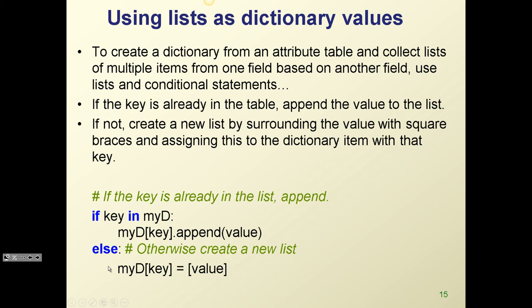If the key is not in the dictionary yet, you're going to create a new list with just one item in it. And if it's already in there, you do the same thing that you did for your beer case, which was you said MyD of beer dot append the value. And that'll add it on to your list.